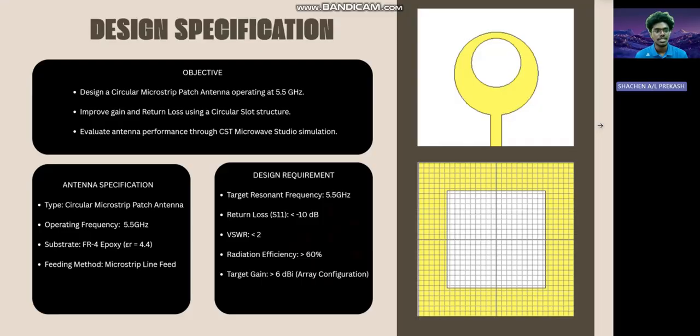For antenna specification, the type of antenna we used is a circular microstrip patch antenna operating at 5.5 gigahertz, with an FR4 epoxy substrate of 4.4, and the feeding method we used is microstrip line feed. Next, we move to design requirements. The target resonant frequency is 5.5 gigahertz. For return loss, we expect less than negative 10 dB, VSWR less than 2, radiation efficiency more than 60%, and target gain more than 6 dBi.